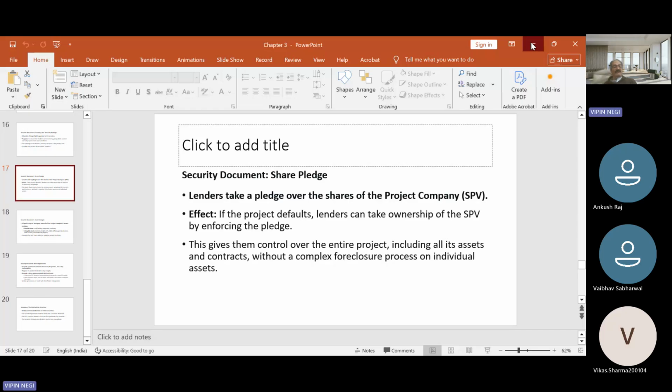Next is another kind of document, the trust and retention account. The project company opens and maintains a TRA, that is a trust and retention account, and deposits all the cash flows of the company into this account. And the proceeds, what is the use of these funds? They are utilized in the manner and according to the priority decided by the lenders. So these trust and retention accounts attempt to discipline the utilization of the cash flows entering a project company.